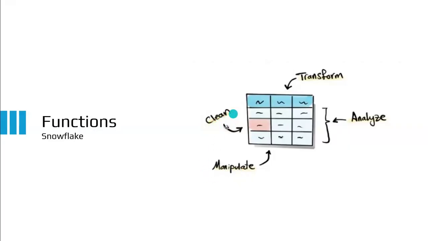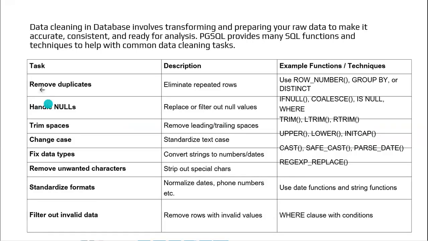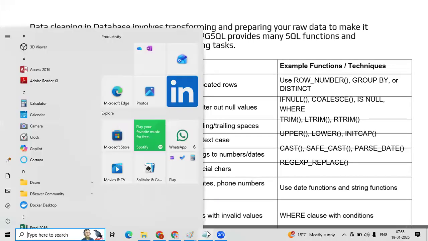And then data cleaning. What is data cleaning? Here I have provided a few steps we use in real time. In data cleaning, we remove the duplicate values, handle null values, which means replacing a null value with another value. Next, trim spaces. Why do we need to remove the spaces? Here is the reason why.